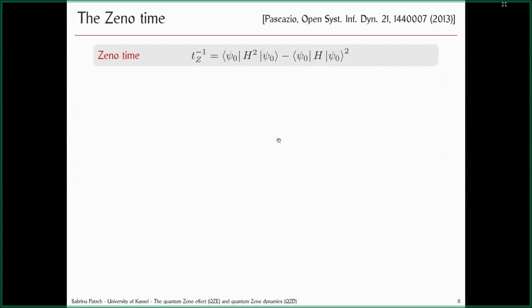So then we also have the Zeno time. You saw before that the survival probability depends on the Zeno time. What is the Zeno time? On the one hand, I already said it's the variance of the Hamiltonian. But this is a bit hard to imagine, so what actually happens there?